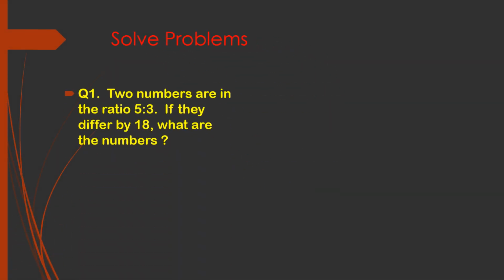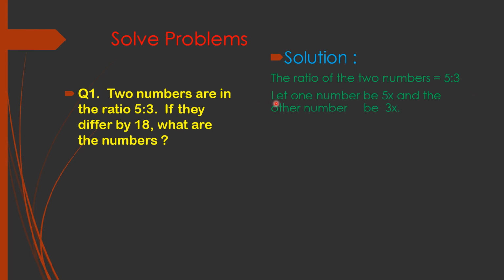Solve problems. Question number 1. Two numbers are in the ratio 5:3. If they differ by 18, what are the numbers? Let us think of the solution. The ratio of the two numbers is given as 5:3. Let one number be 5x and the other number be 3x. The difference of the two numbers is equal to 5x - 3x. It is also given as 18.